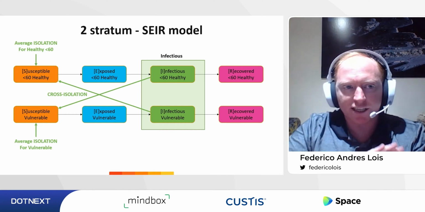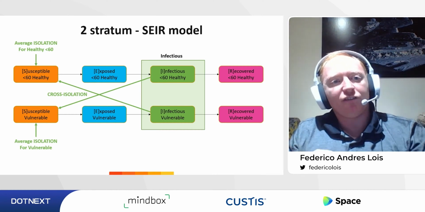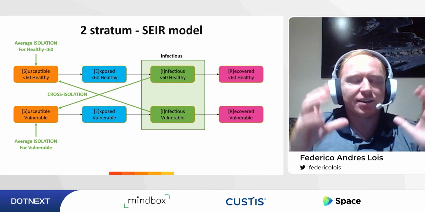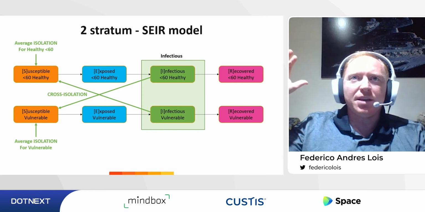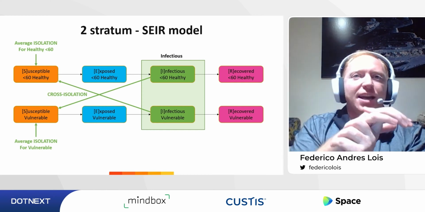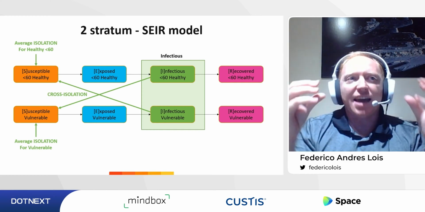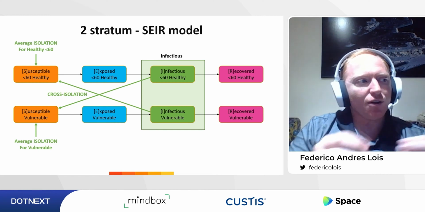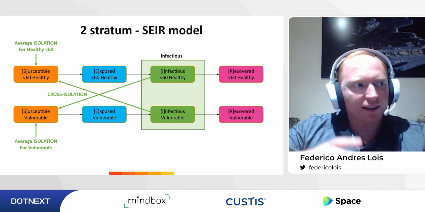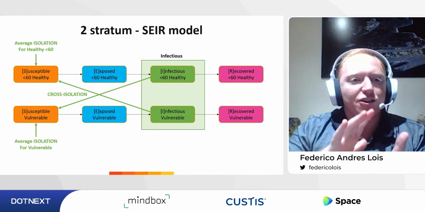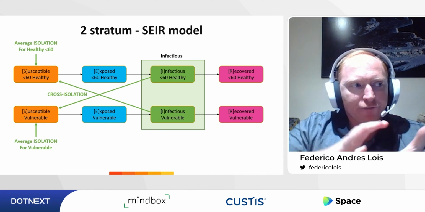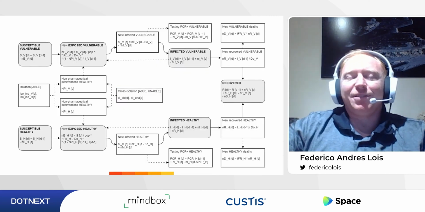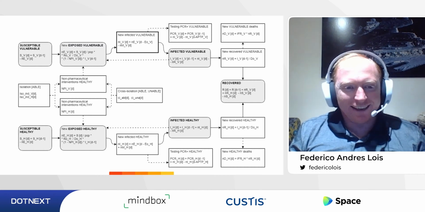So that's cross-isolation. And on the other side, you have the average isolation for each one of those, which are the parameters. Remember that I said in the mean fields you are going to be averaging out. Well, isolation is the average of how people move in society. So you can understand how much pressure you are putting onto the virus so that it does not spread. If you look at it programmatically, it's something like this.